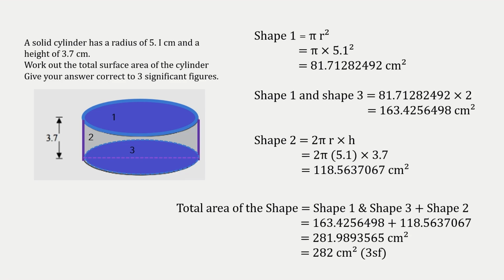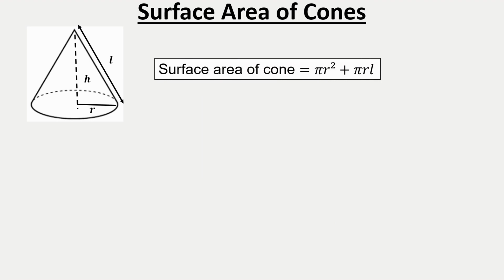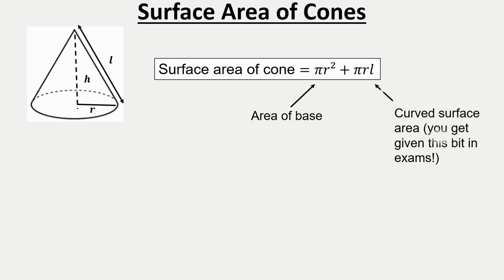Whenever we are working with the surface area of a cone, the formula is pi r squared plus pi r l. Here pi r squared is the area of the base and pi r l is the curved surface area. You get this information in the exam.